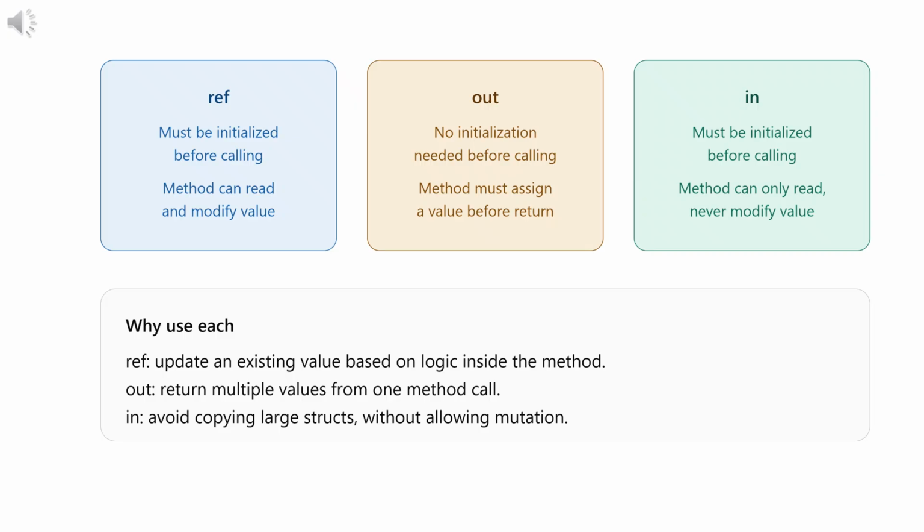The core distinction to remember. Ref and in both require the variable to already have a value, out doesn't. And of the three, only ref and out let the method actually change the caller's value. In is read-only, existing solely to skip an expensive copy.